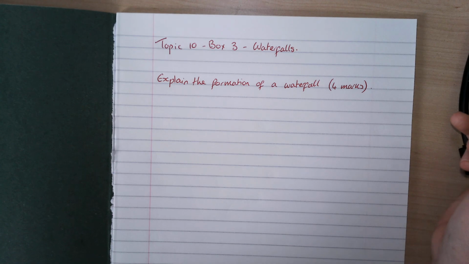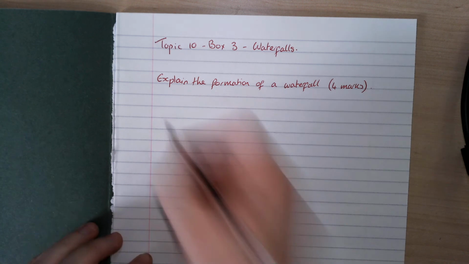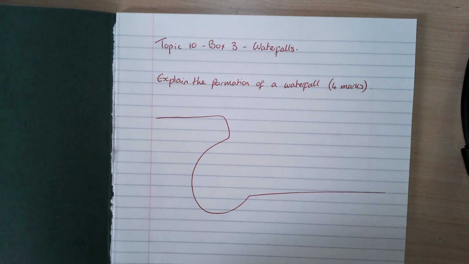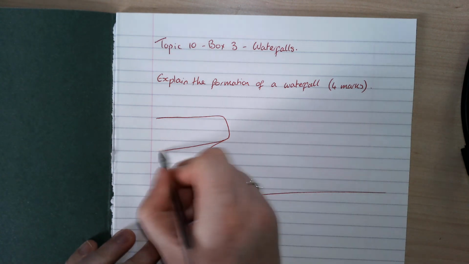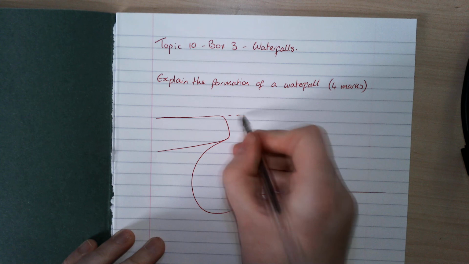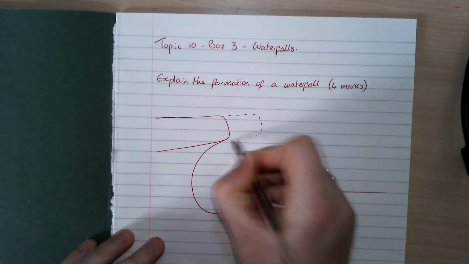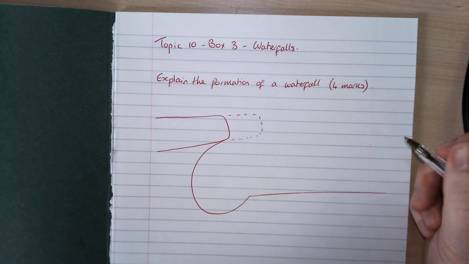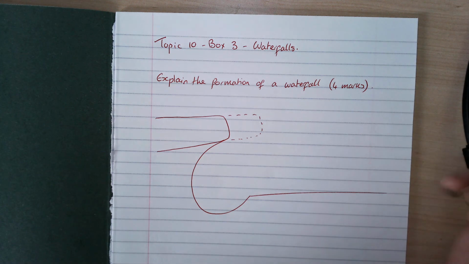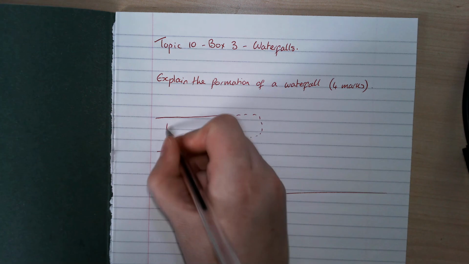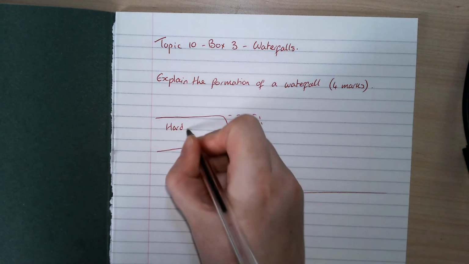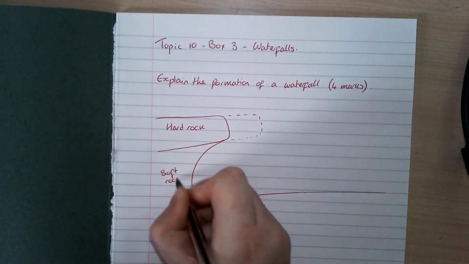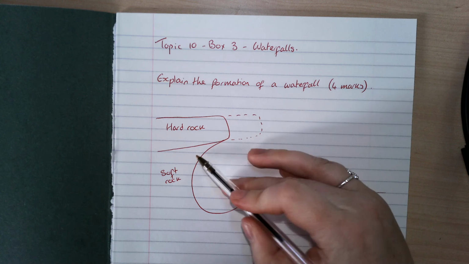Now the diagram I'm going to draw for you is very simple and very quick and easy to draw. Very, very simple indeed. We add in our layers for our hard and our soft rock, and I also like to add in this bit to show where this section used to be. That is it for the diagram in theory. Now we just need to label it. So we have to add in our hard rock and our soft rock in here, because in all waterfalls you find the hard rock on top of the soft rock.